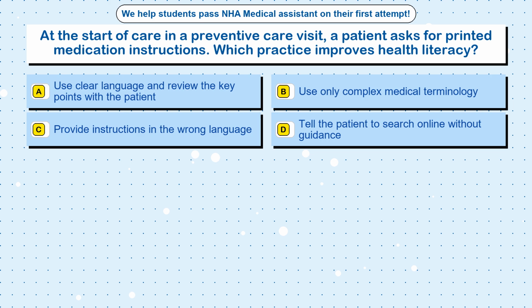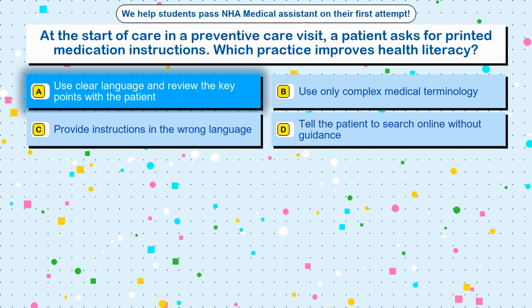Option B, use only complex medical terminology. Option C, provide instructions in the wrong language. Option D, tell the patient to search online without guidance. The correct answer is option A, use clear language and review the key points with the patient.